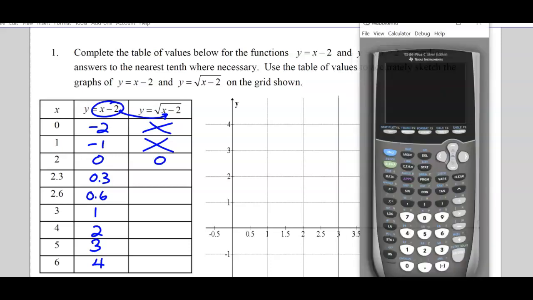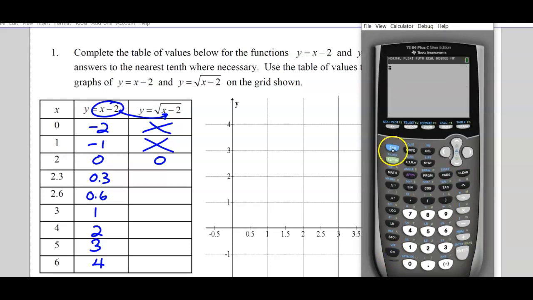Square root of 0.3 is 0.55. I'll just go to a couple of decimal places. 0.6 square root is 0.77. Square root of 1 is 1. Square root of 2 is, we're going to use this a little bit more in trig, 1.41. Square root of 3 is 1.73. Square root of 4 is 2.